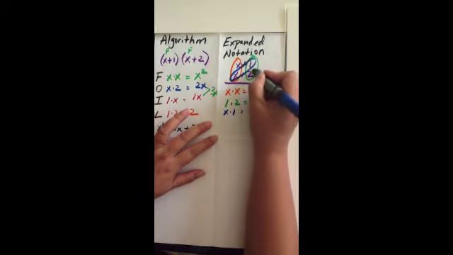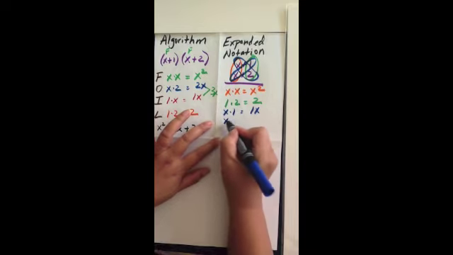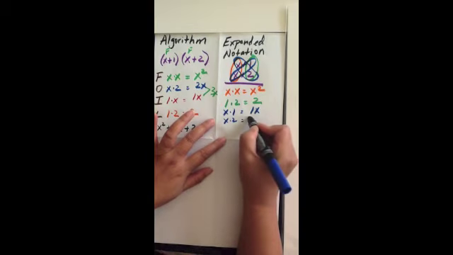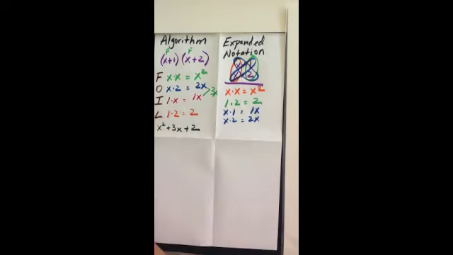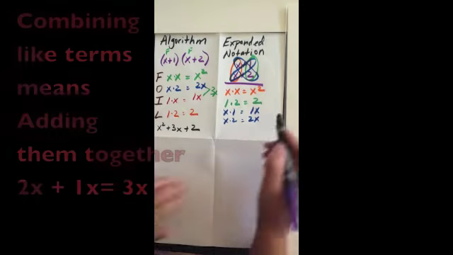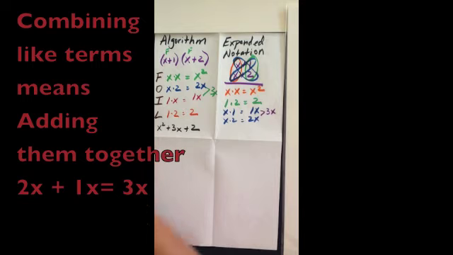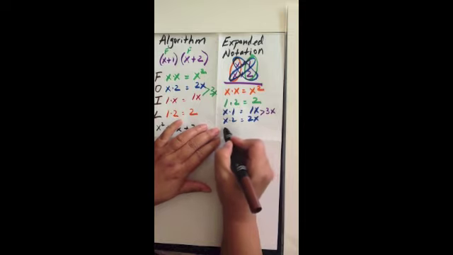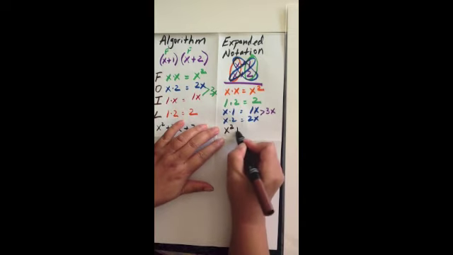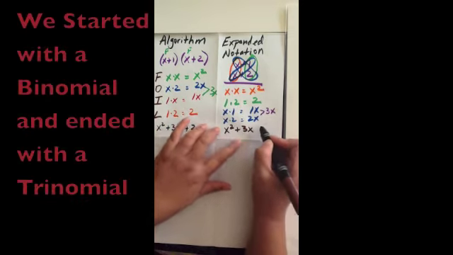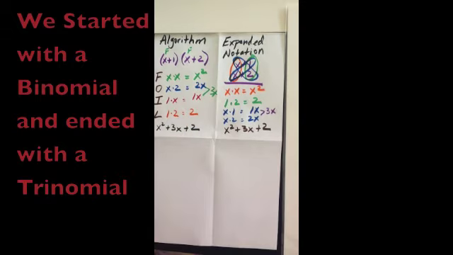I'm going to do the other side of the diagonal, which is x times 2, which is the same as 2x. And I notice right away that these are like terms, so I can rewrite these as 3x. I now can bring everything down, and I have x squared plus 3x plus 2. I've changed a binomial to a trinomial.